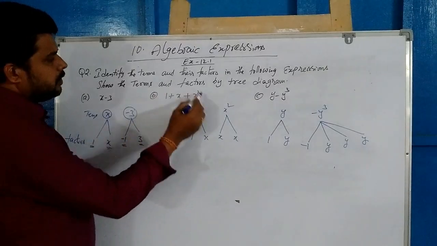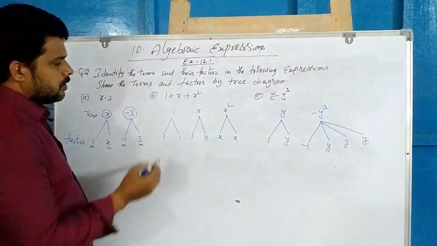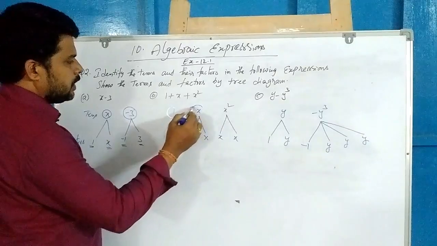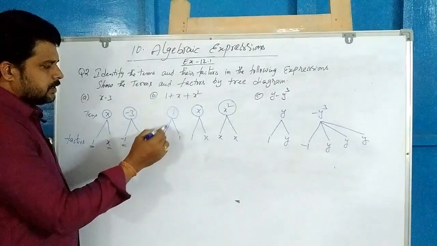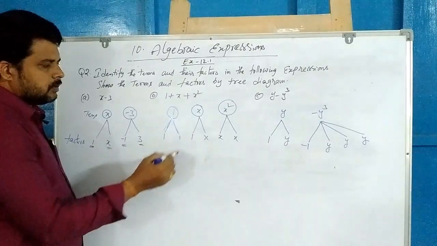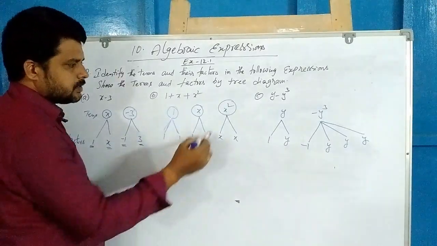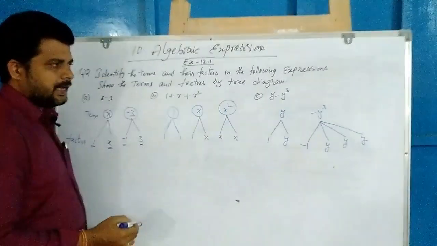So second, 1 plus x square. How many terms do we have? 1 and x square, 2 terms. So what are the factors? 1's factors is 1 into 1. x square's factors are 1 into x square, x into x.